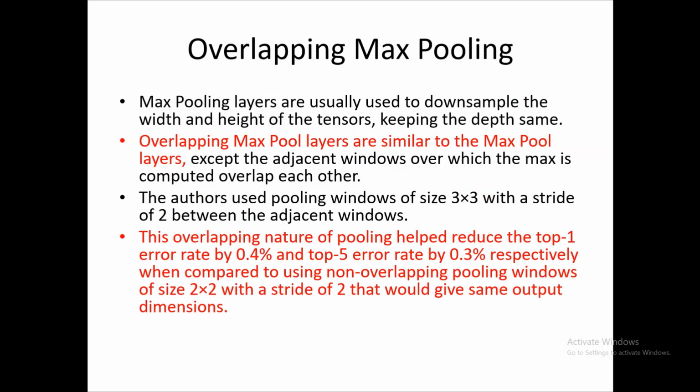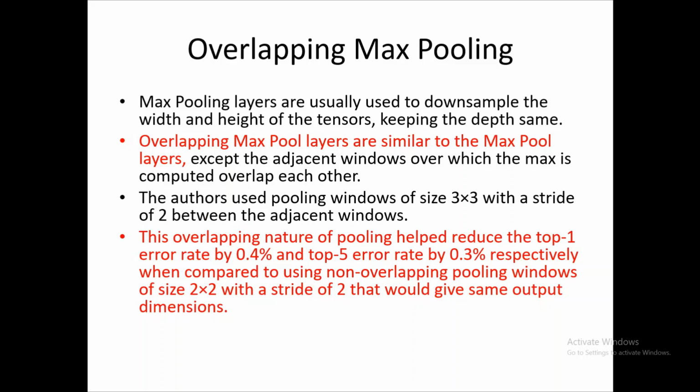Another method they implemented is max pooling. Here they have used overlapping max pooling, which we have discussed in our previous classes as well. Max pooling layers are usually used to downsample the width and height of the tensors, keeping the depth the same. Overlapping max pool layers are similar, but the adjacent windows over which the max is computed overlap each other. The authors used pooling of size 3 by 3 and a stride of 2 between adjacent windows.